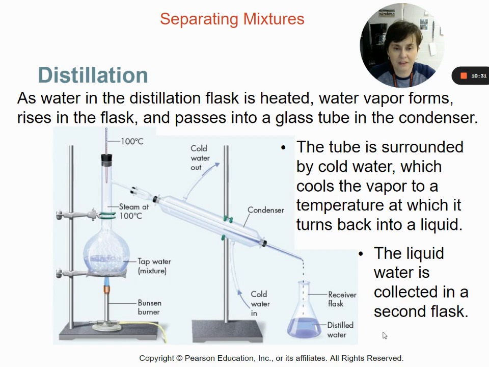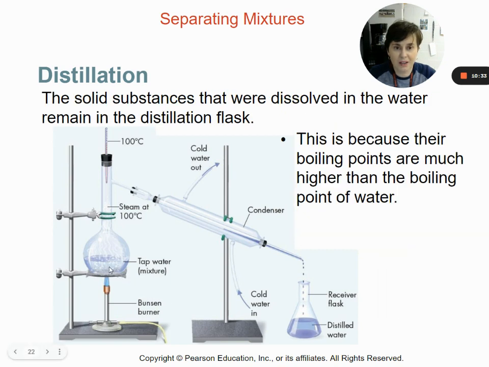You're like, well, what about the gunk? Why does it stay behind? It stays behind in the distillation flask because you've actually got to get it hotter than 100 Celsius to get it to vaporize. What you may wind up with is some solids back there, which you really need to heat up a lot. Those solid substances have boiling points much higher than the boiling point of water. So they stay behind, and that's why we keep the temperature at 100 Celsius. We turn water into steam and then cool it back down to get it separated. That's another method of separation.